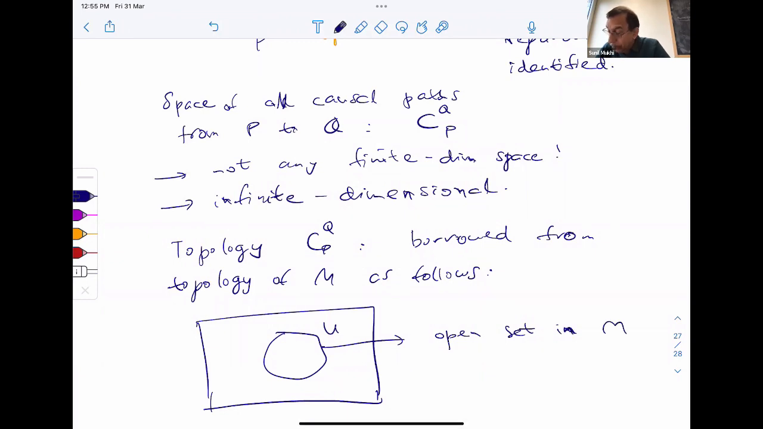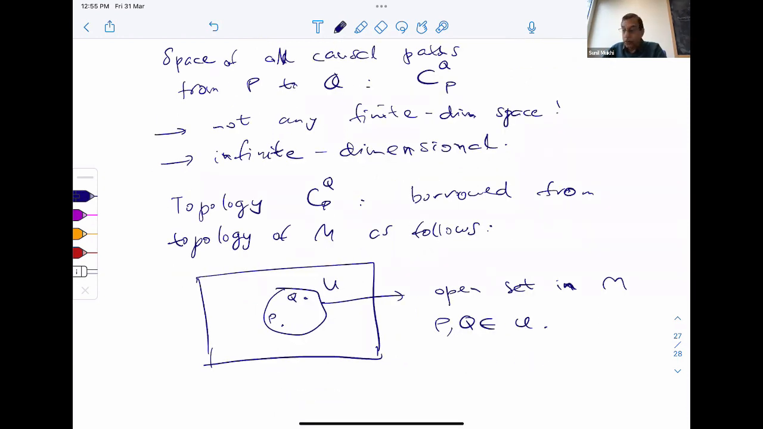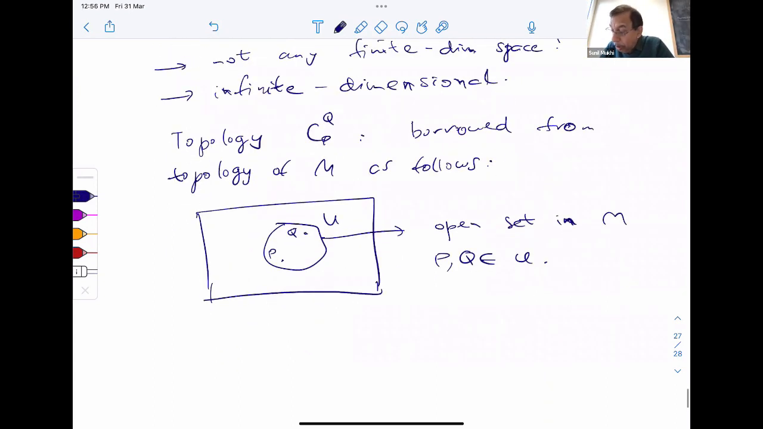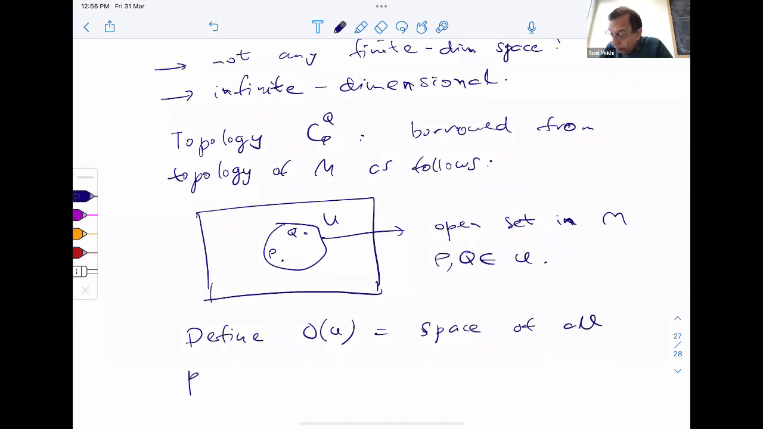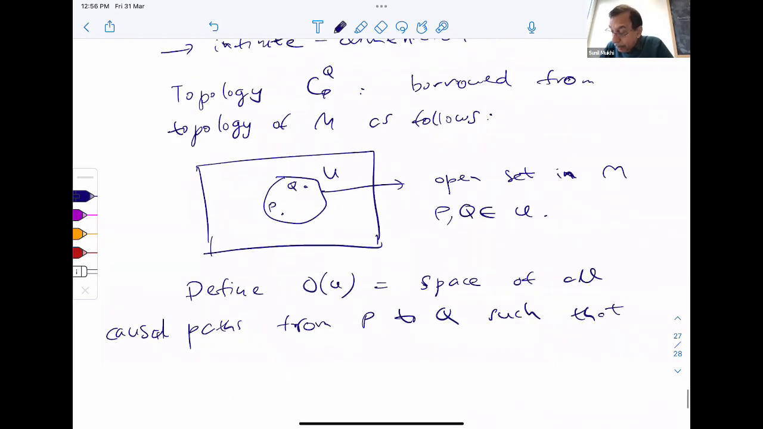And since we've already chosen our starting and ending points P and Q for our curves, we'll already assume that P and Q are in U. So we'll only pick those open sets that contain both P and Q. Okay. Now we'll define O of U to be the space of all paths from P to Q, all causal paths from P to Q, such that the whole path is inside U.